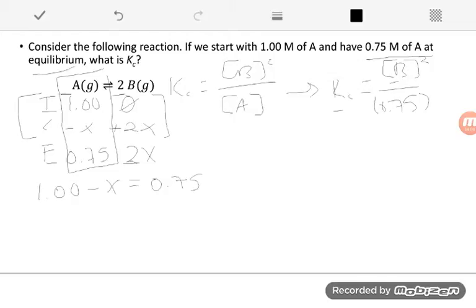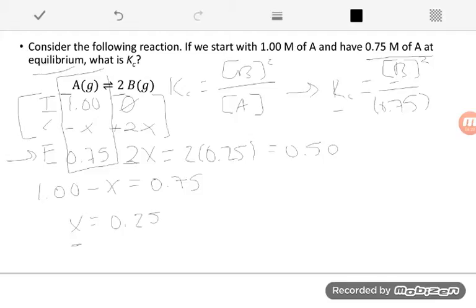Okay, 1 subtracting X gives me 0.75, so X must be equal to 0.25. So now that I've solved for X, I can go back to my equilibrium row and say, oh look, B is equal to 2 times X, so 2 times 0.25, so B must be equal to 0.5. And if I had other columns, I could fill those in too.